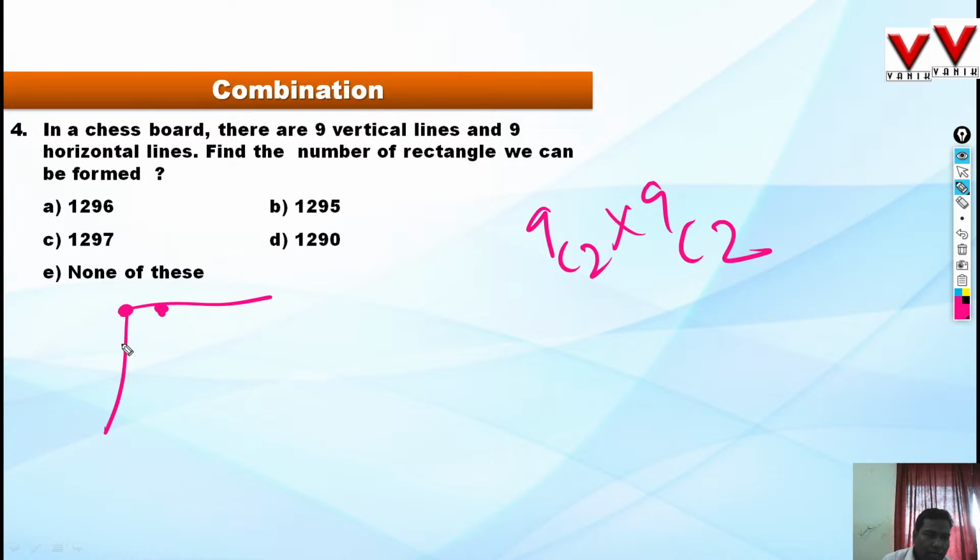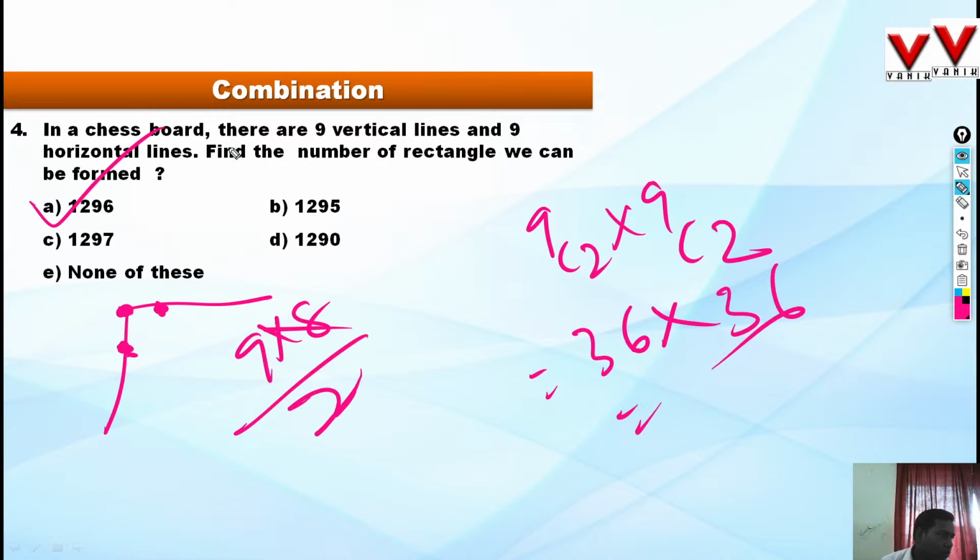So 9C2 into 9C2. 9C2 means 9 into 8 divided by 2. 9 4s are 36. 9C2 means 36. 36 into 36 is 1296. This is your answer. Question number 4 answer. Then next question.